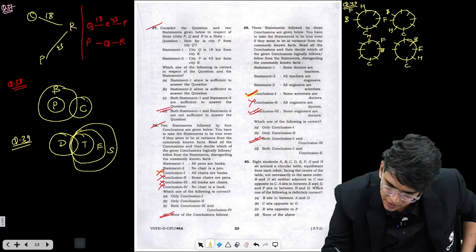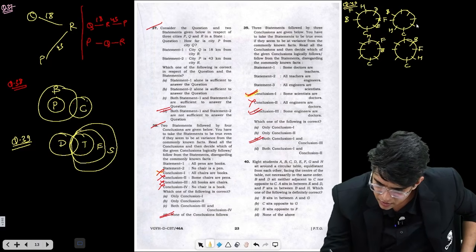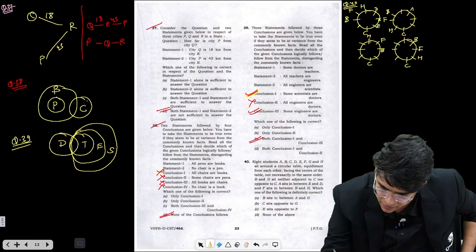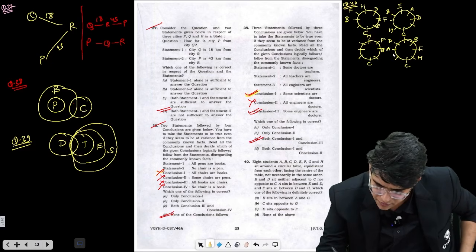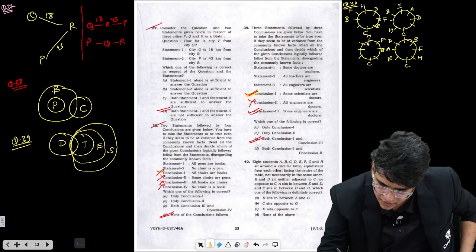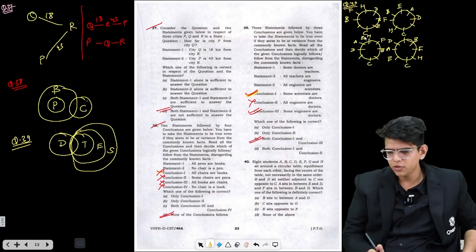A sits between E and D, that means D. A sits between D and E. I have made only 4 possibilities.